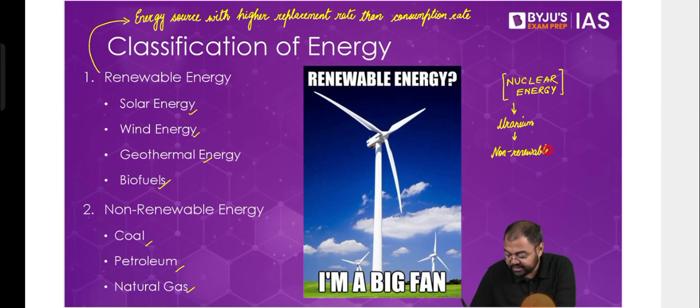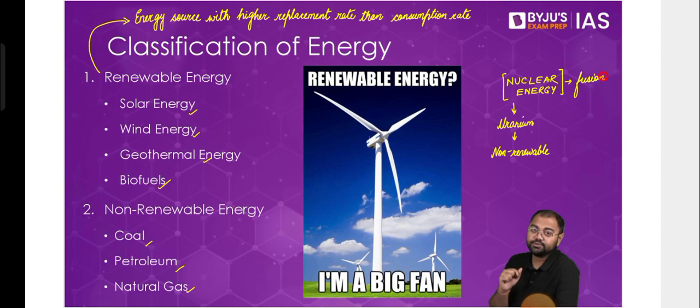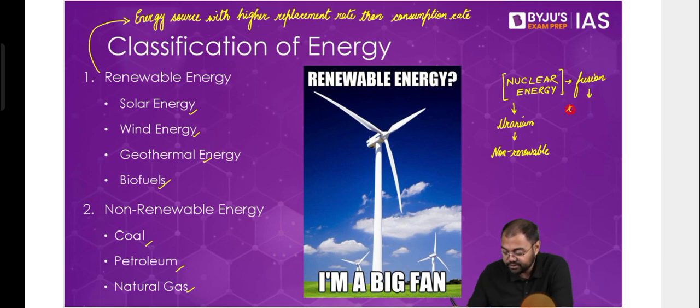The other aspect is fusion. With fusion, first of all, hydrogen is used. So hydrogen is much more abundant than uranium. And also with fusion, with a very small amount of hydrogen, a very significant amount of energy can be produced. So when we are considering fusion, which is the future, mind it, it is renewable in that sense.